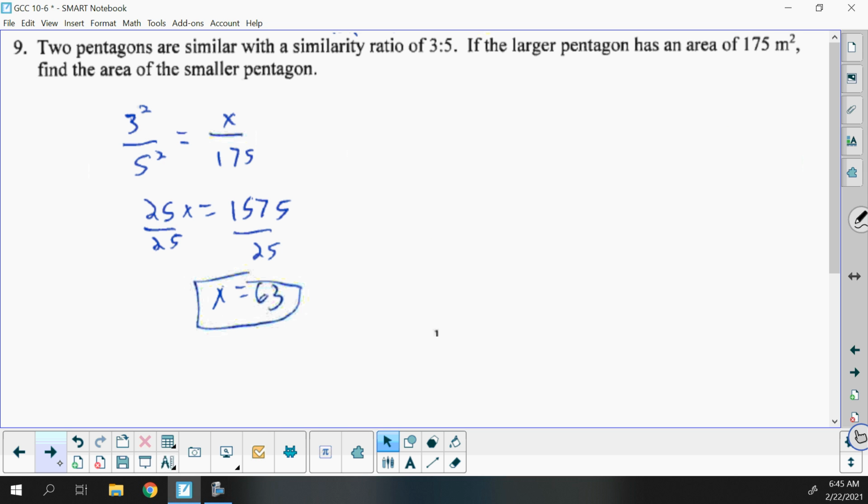Similarity ratio is 3 to 5. We're working with areas, so we got to square those similarity ratios. Cross multiply and solve, you get that x is 63. And that is an area, so our units on there should be meters squared.